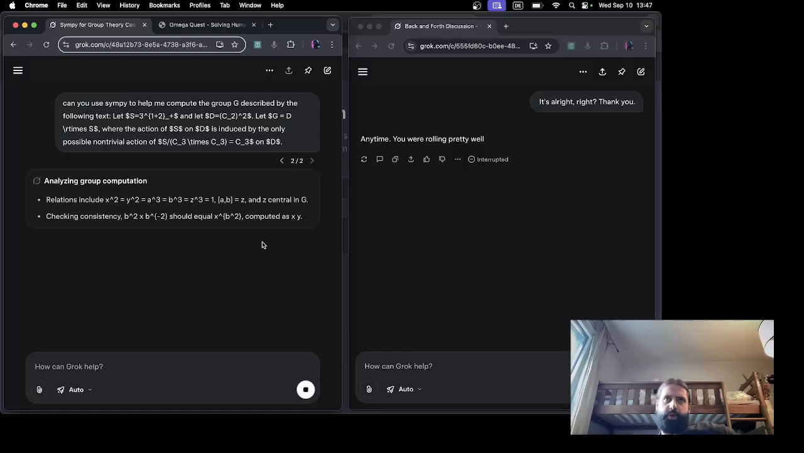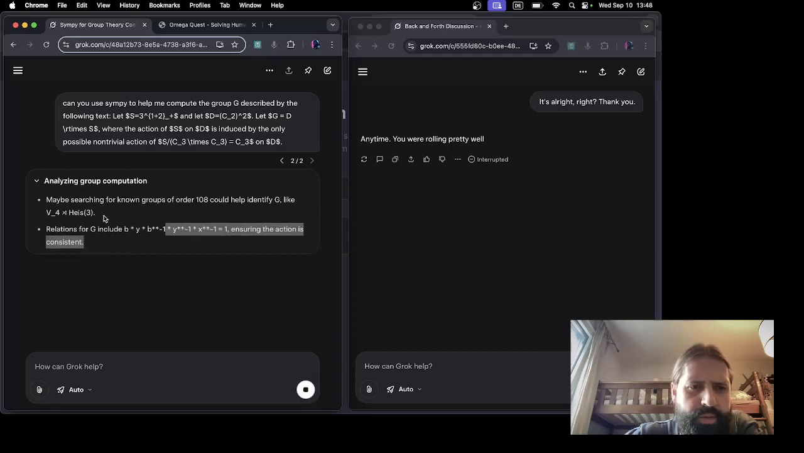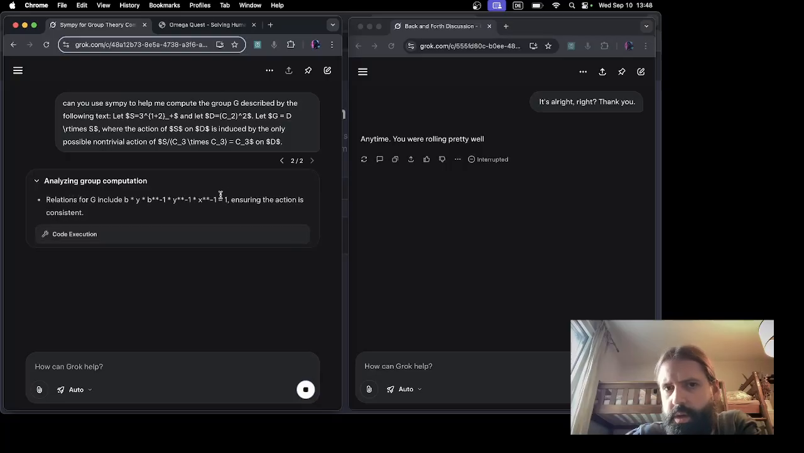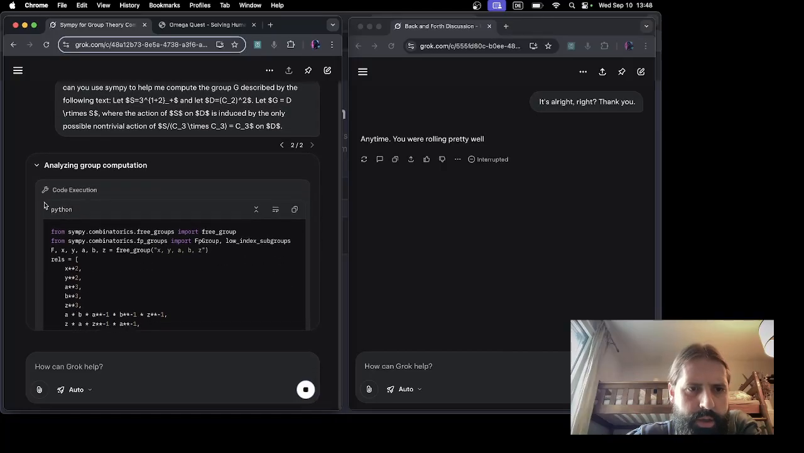I'm trying to think whether this is the right way to solve it, or the most optimal way to solve it with AI. GAP or SymPy might compute using coset enumeration, maybe searching for non-groups or group elements. No. I just want the code. Can you just write the code? G's order or structure. Let's try computing it. Okay, code execution. Okay, that's good.